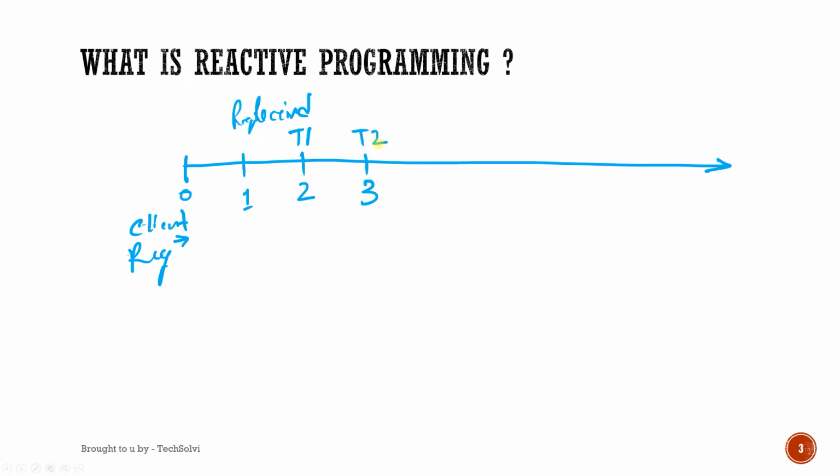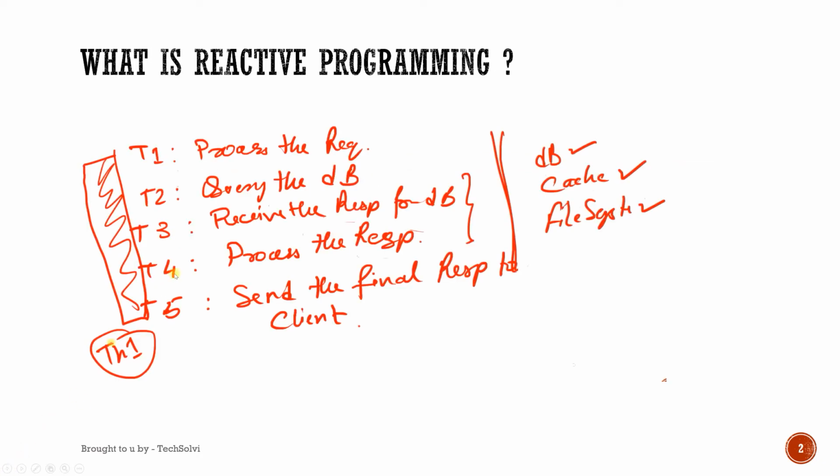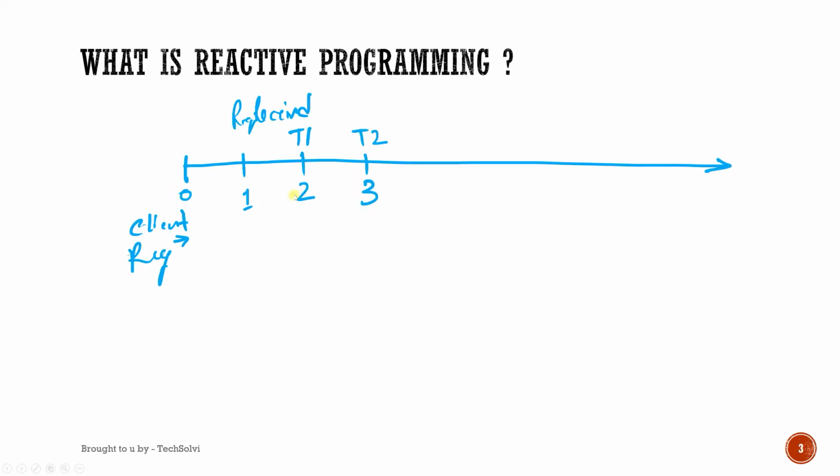Let's assume that each task takes 1 unit of time to get processed. So at time equals 2, we are executing task 1. At time equals 3, we are executing task 2. So what is this task 2? Task 2 is querying the DB. Now here we need to take a deep dive.